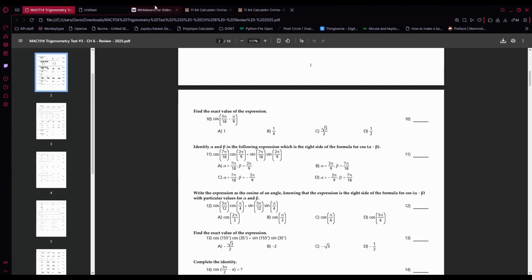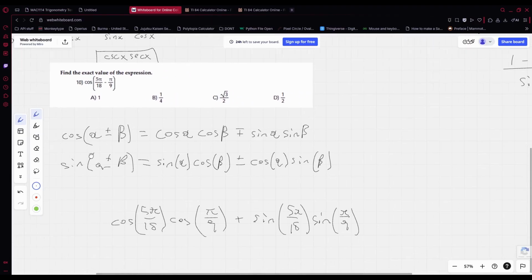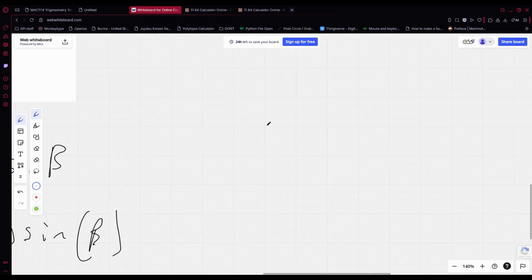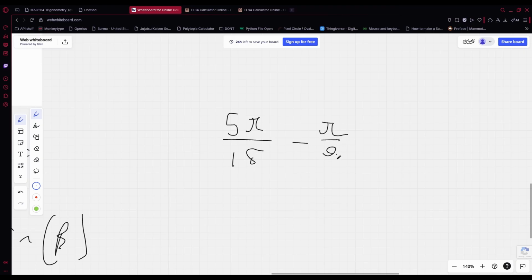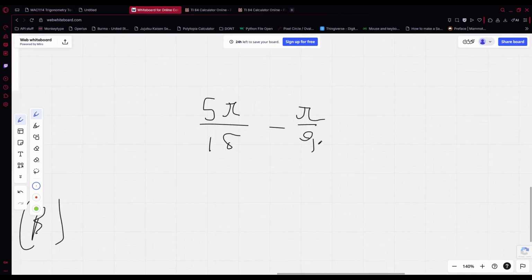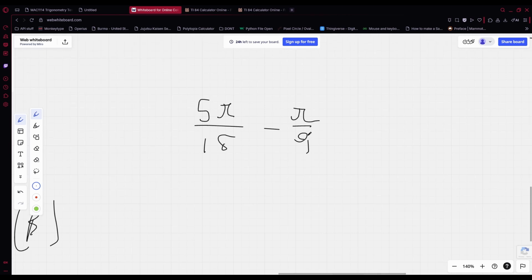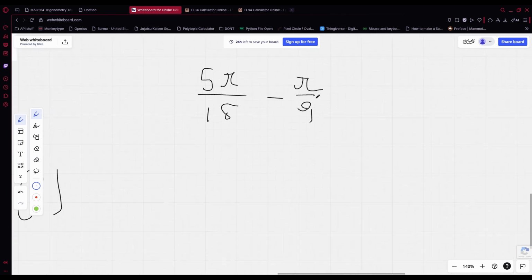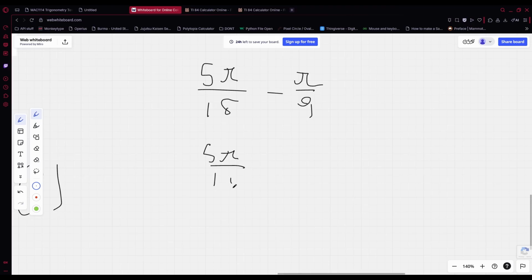What they expect from you, however, is a little bit weird. So you have 5 pi over 18 minus pi over 9. Currently, I have no idea what either of these are when I put them in the cosine or sine. No clue. However, I can manipulate this so that I do know what it is. So 5 pi over 18 minus 2 pi over 18. Now, I want this to be in a form where I can actually use it.